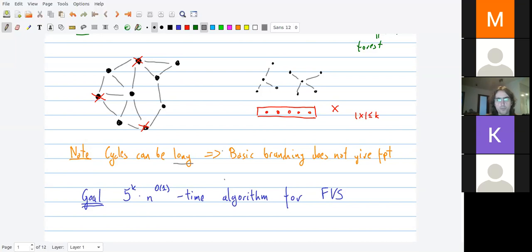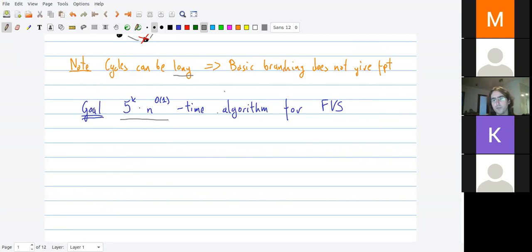However, the ... in the Parameterized Complexity book. So you can see the notes there to see what I'm talking about.